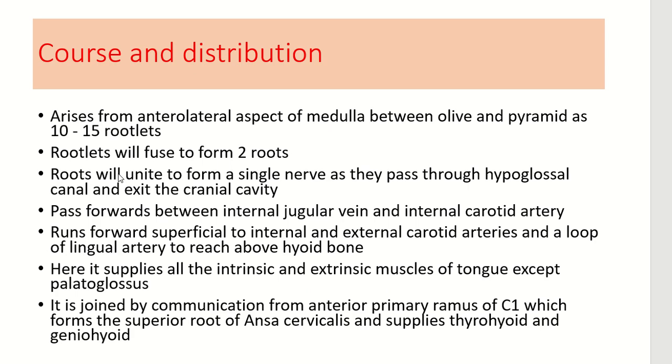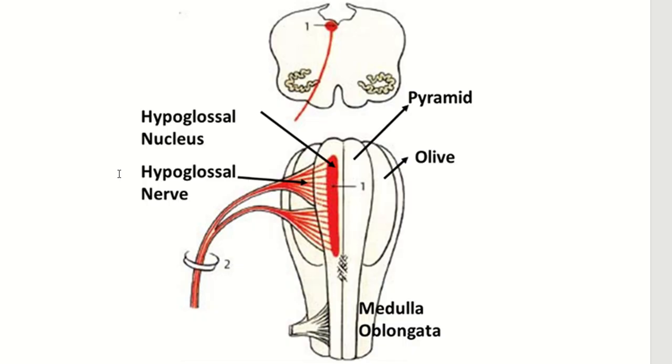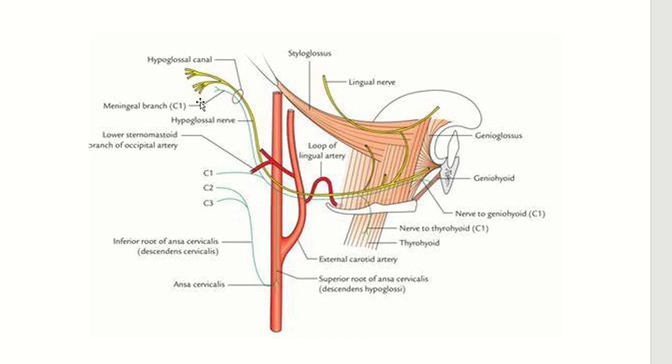So next, at the point above the hyoid bone, it is going to divide into a lot of branches which supply all the intrinsic and extrinsic muscles of the tongue except the palatoglossus muscle. And while it is coming from the hypoglossal canal, it is joined by the anterior primary ramus of C1, which forms the superior root of ansa cervicalis. And you can see here this is the meningeal branch coming from the anterior ramus of C1.